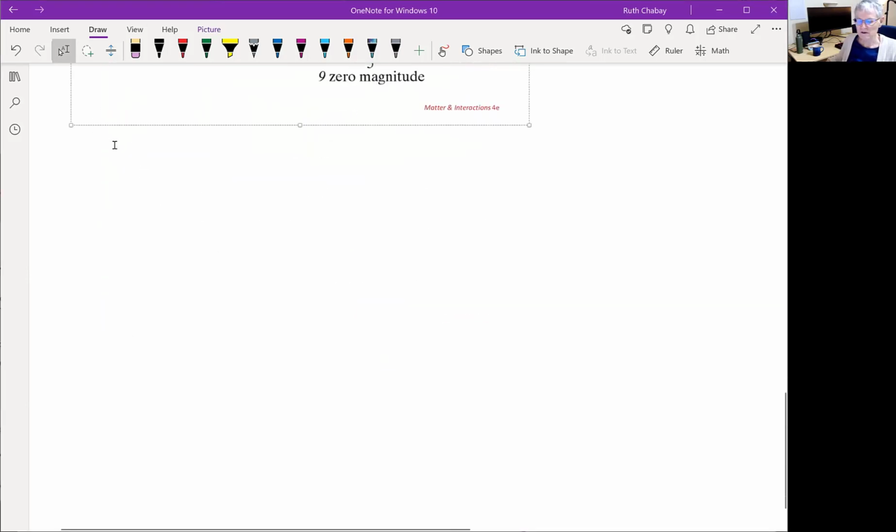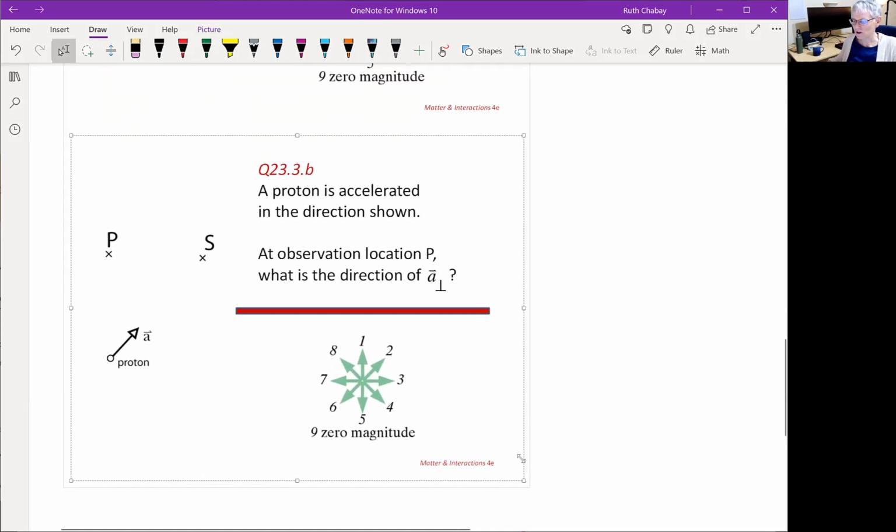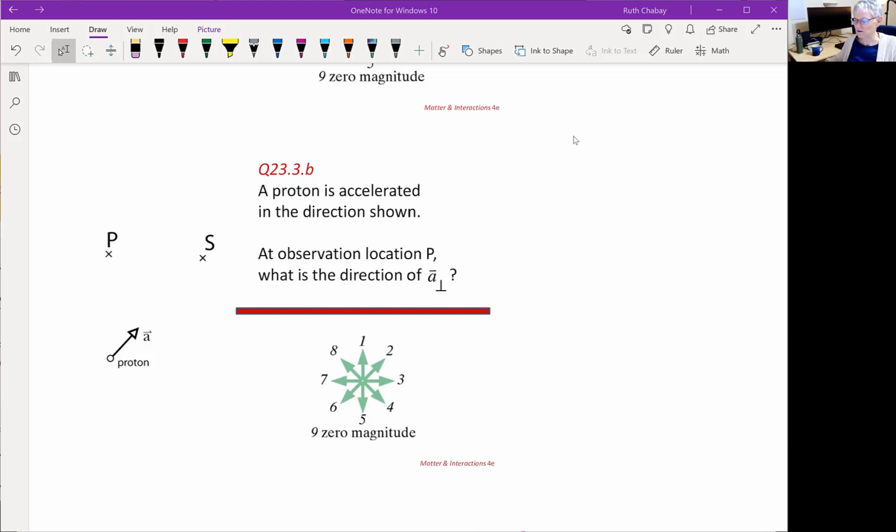Let's ask a different question. So same situation, same observation location. But now the question is, your observation location is location P. If you're standing at location P, to you, what is the direction of A perpendicular? Drawing a diagram really helps. Okay, so the predominant answer is 3, which is indeed correct.